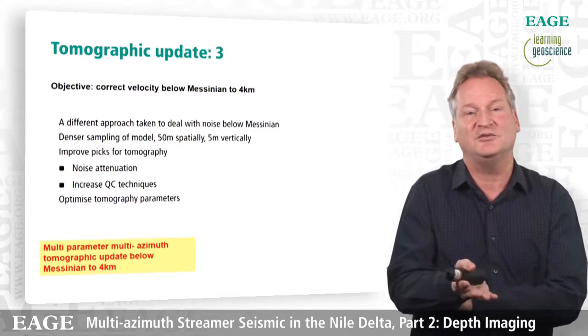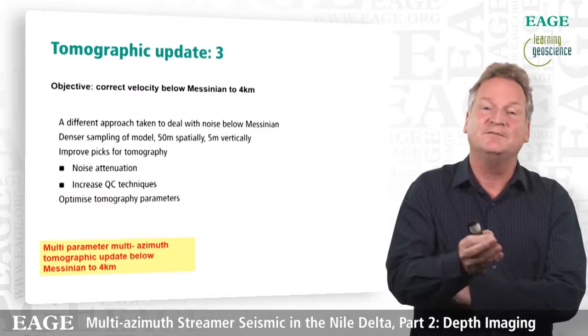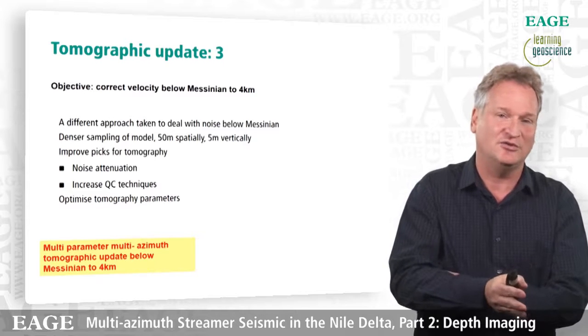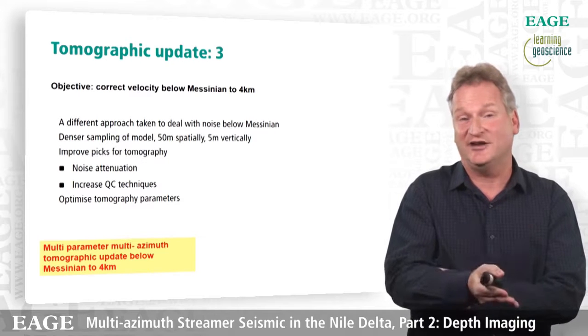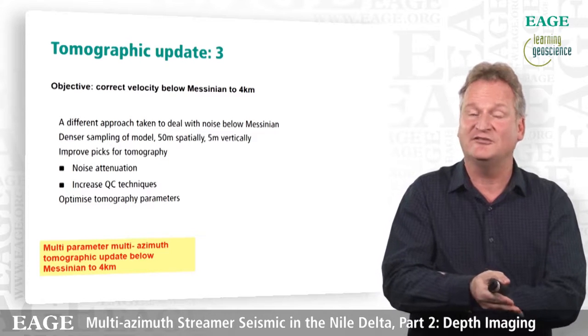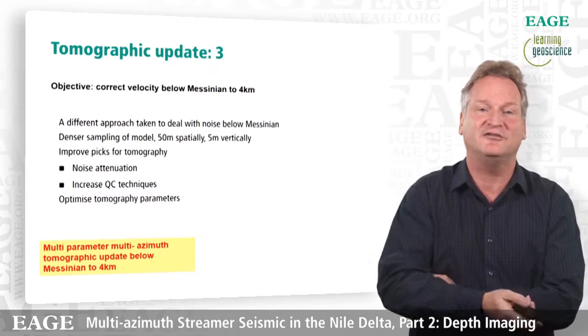The other thing is that when we try to tease out more detail in the model, the sampling of the model itself needs to be smaller. So where initially we looked at 100 by 100 meters, and in the second iteration 75 by 75, we're now going to 50 by 50, and vertically we're looking at cells of 5 meters.